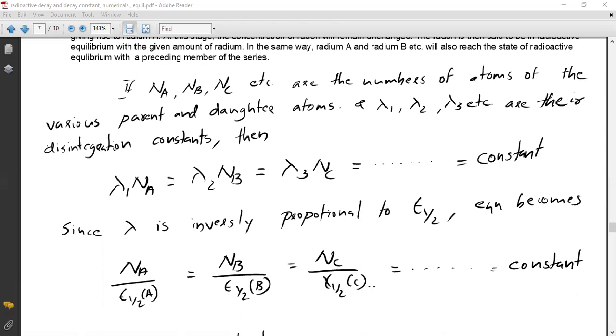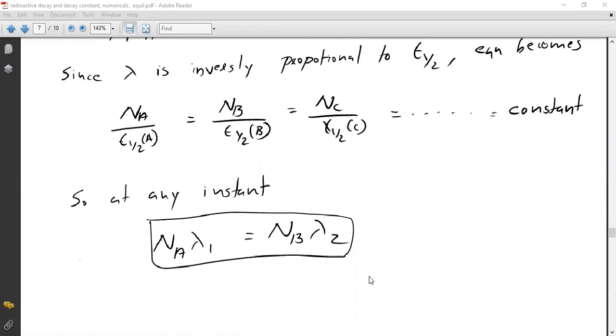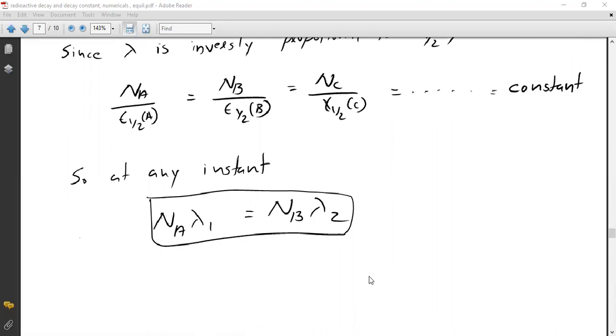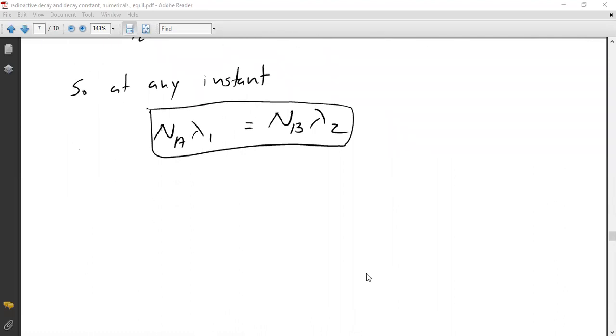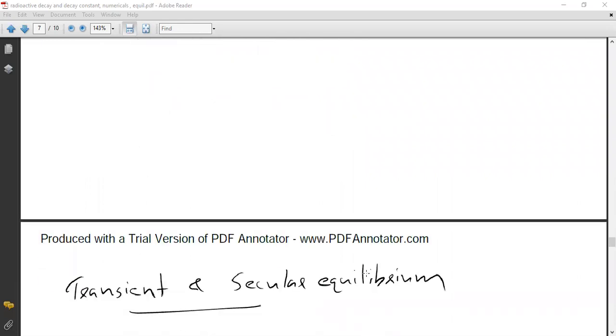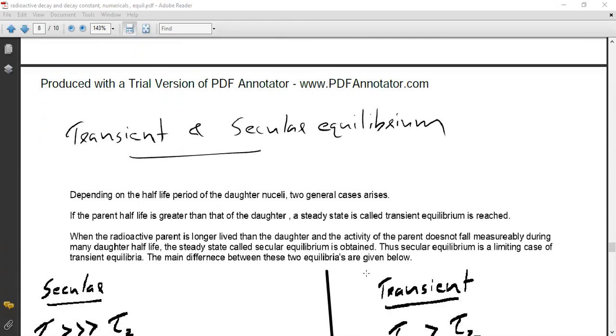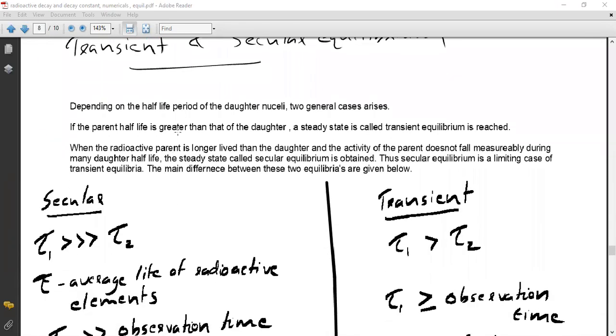0.693, that is a constant. So at any instant, Na into lambda 1 is equal to Nb into lambda 2. That is equilibrium with respect to the parent and preceding element, and that is known as radioactive equilibrium. Then there are two states, transient and secular equilibrium. Depending on the half-life period of the daughter nuclei, two general cases arise.